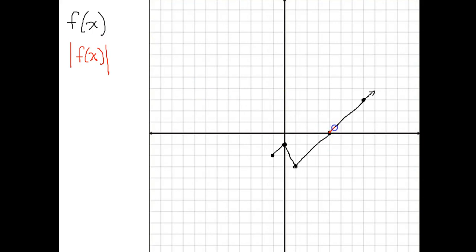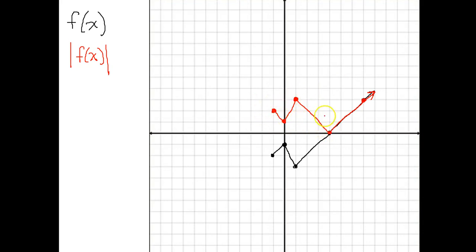Well, this part that's above the x-axis already gets to stay here. The y's are already non-negative. But the part that's below the x-axis has to reflect across the x-axis. So this point that's 1, 2, 3 units down now has to be 1, 2, 3 units up. This point that's 1 unit down now has to be 1 unit up. And this point that's 2 units down now has to be 2 units up. And this point connected to that point down here, so this point has to connect to that point up there. These two have to connect, these two have to connect. So in red, you now see the absolute value of that function.